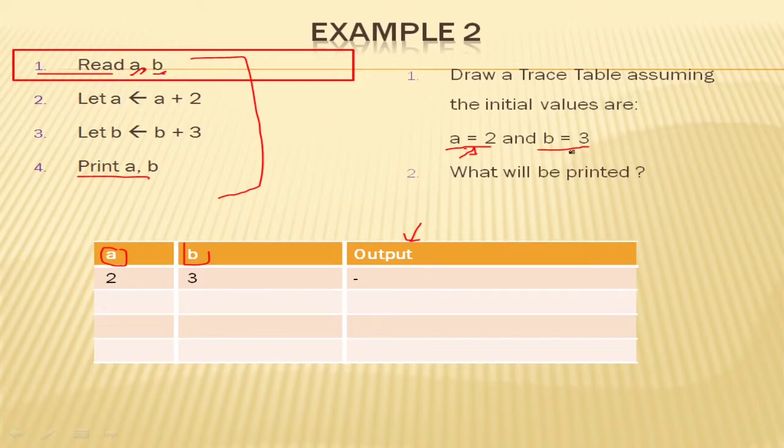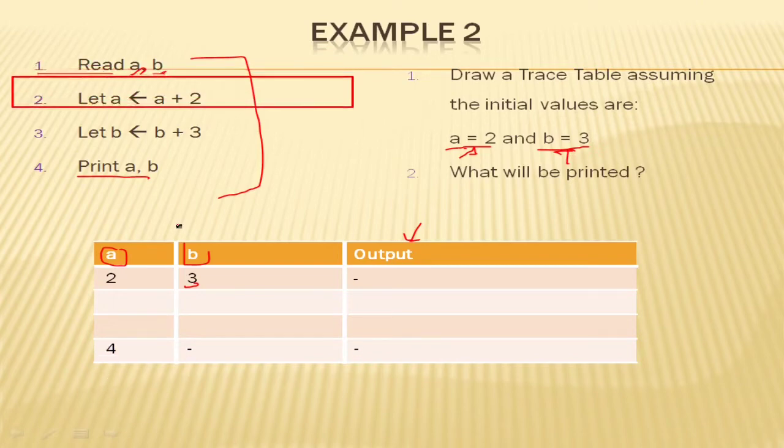The initial value based on the question for B is 3, right? So in the first row, under the B column, we're going to write 3 because we're substituting the value of B. Once we do that, we're going to move to the next step, which is the next row.